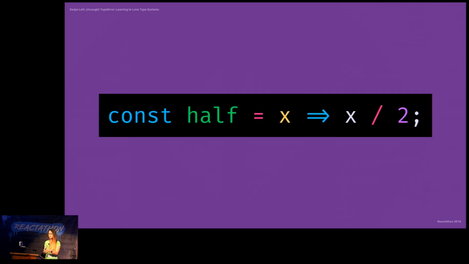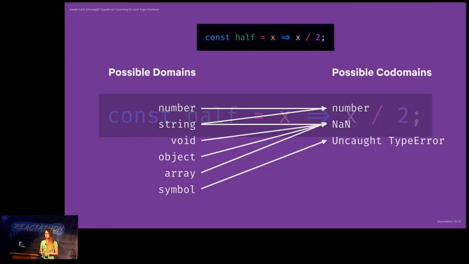So let's take that half function again. And as you can clearly see, this is a pure function, right? It doesn't have any side effects. It always gives you the same output for a given input. But it is a partial function because there are some inputs that you could give to this function that would cause it to throw an error. So let's put it more visually, and let's look at all the possible domains and codomains for this function.